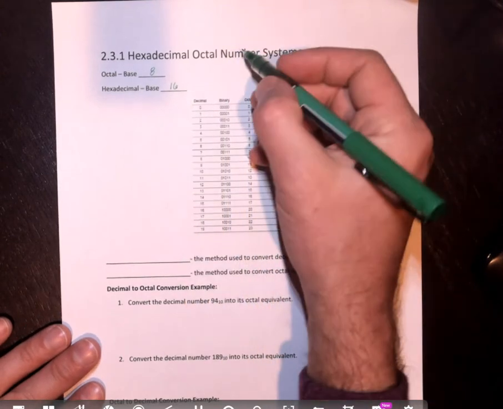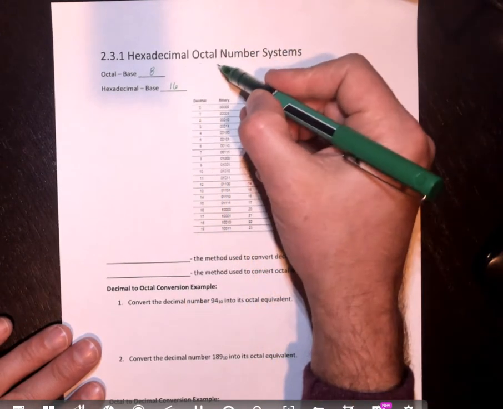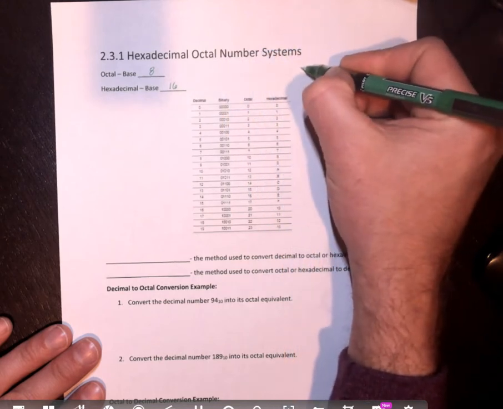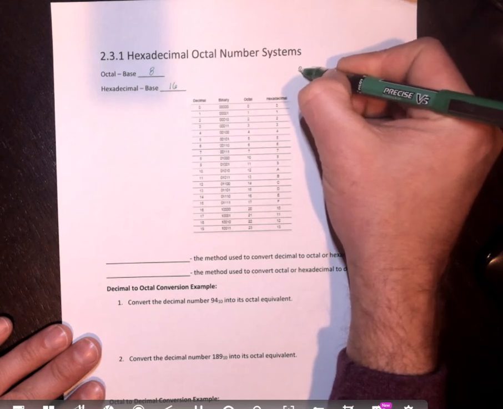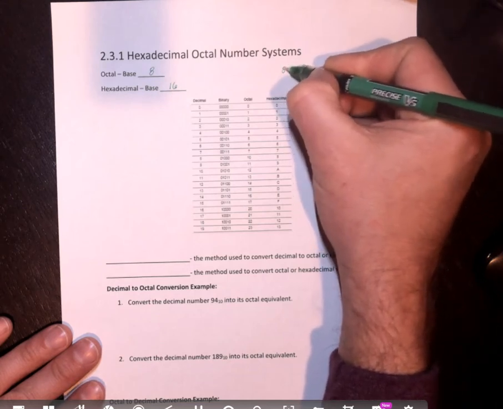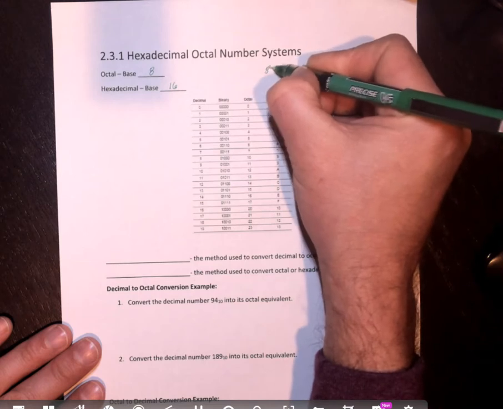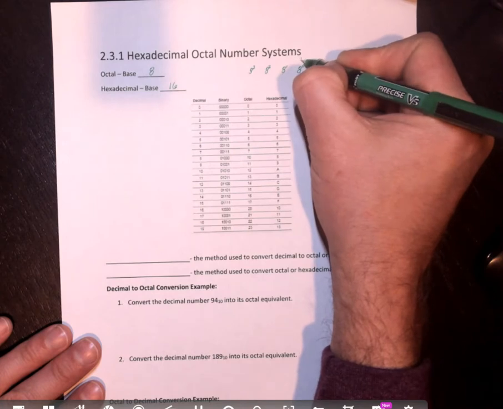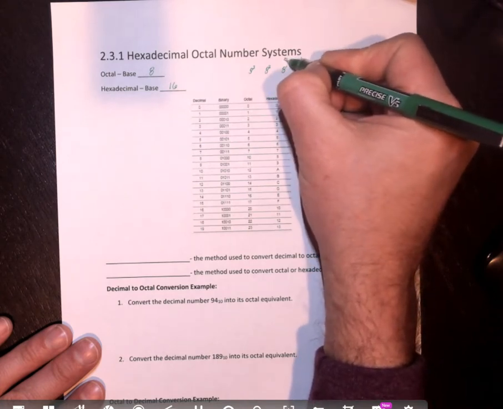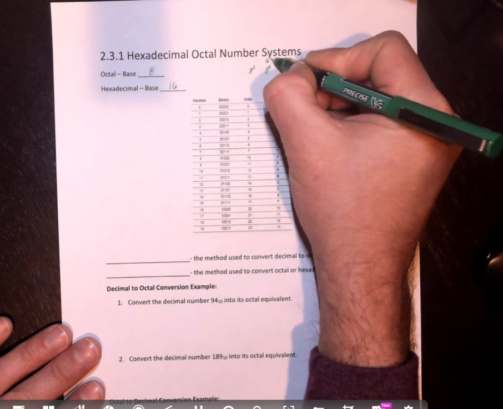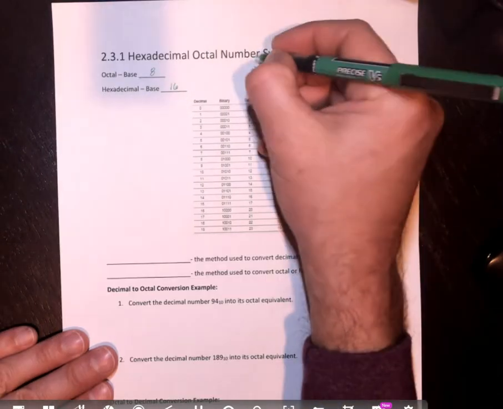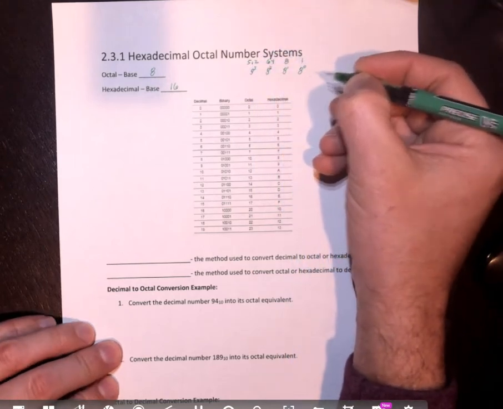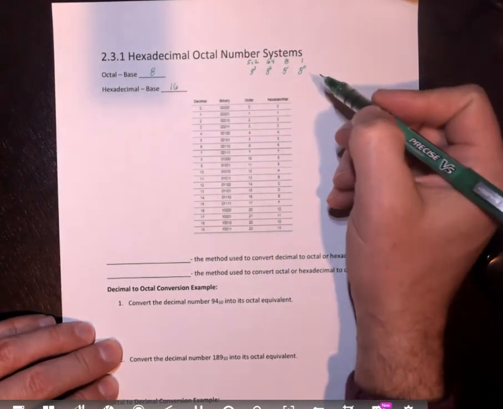So octal: the place values are just powers of 8. Think 8 to the 0, 8 to the first, 8 to the second, 8 to the third, etc. So that would be 1, 8, 64, 512, and so on. Just powers of 8.